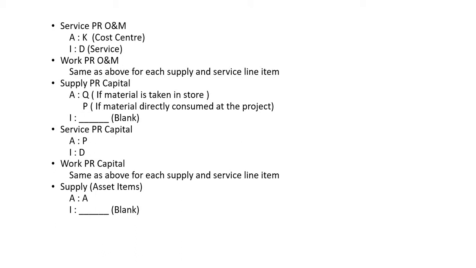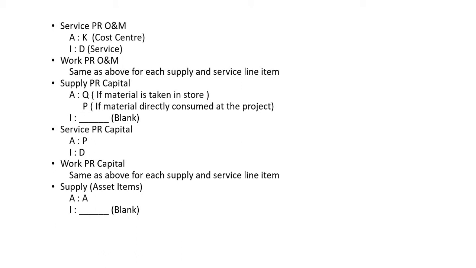Now next is the service PR, O&M. In service PR O&M, column A will be filled with K, that is a cost center where the service will be consumed, and column I will be filled with D, that is for service. Similarly, for work PR O&M, there will be different line items for supply and service, and the combination of A and I will be filled accordingly.